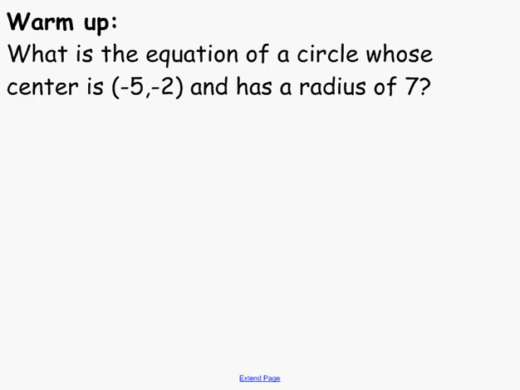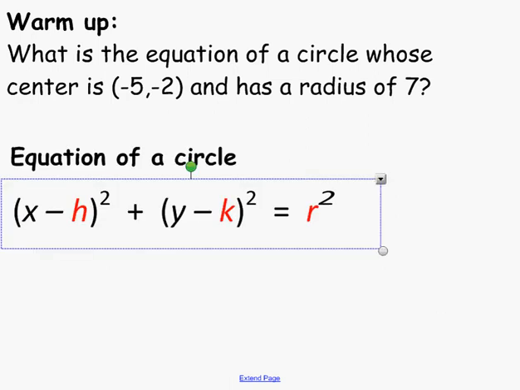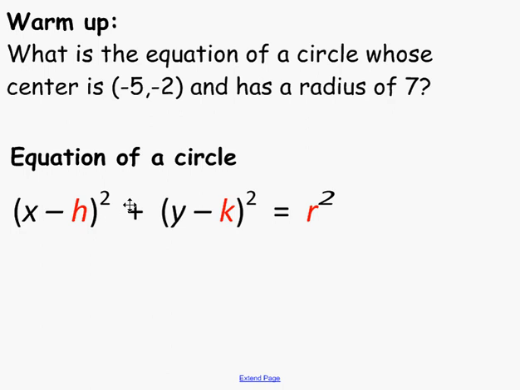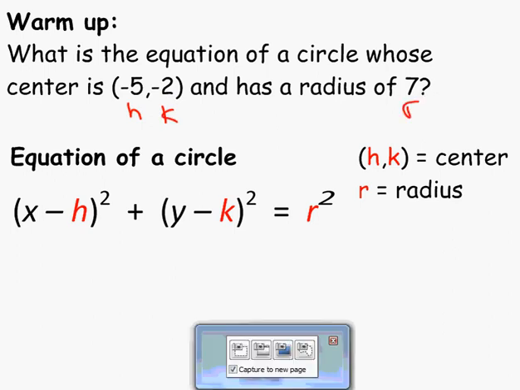Okay, so we want to write the equation of a circle whose center is -5, -2, and has a radius of 7. So let's begin with the standard equation of a circle. It's (x minus h) squared plus (y minus k) squared equals r squared. H and k represent the center, and r represents the radius. So we know that h is -5, k is -2, and r is 7.